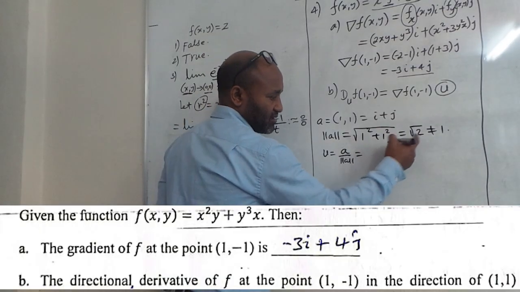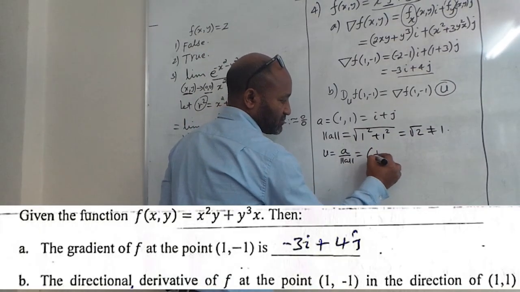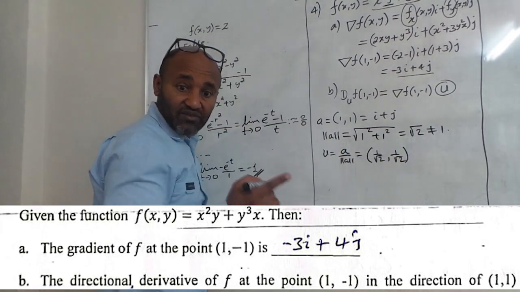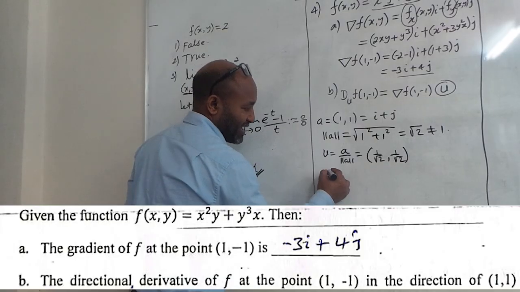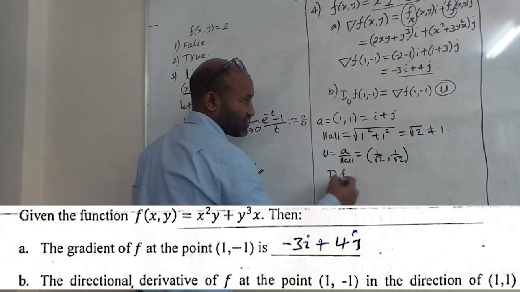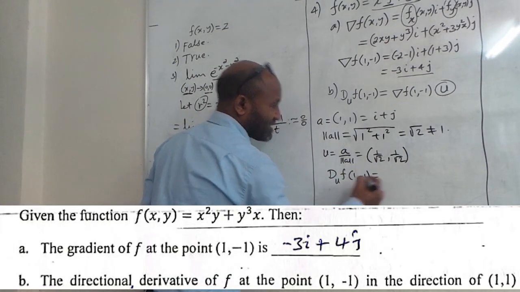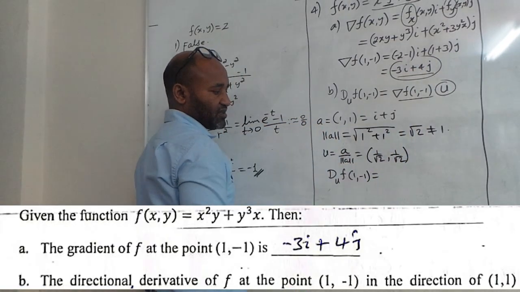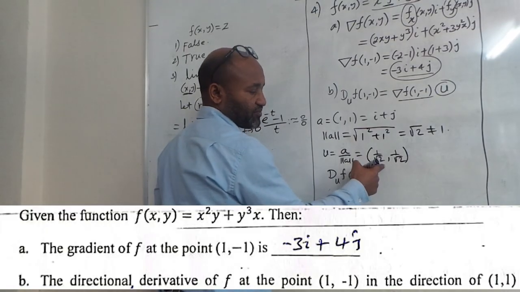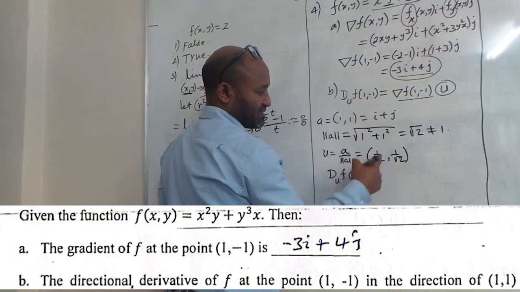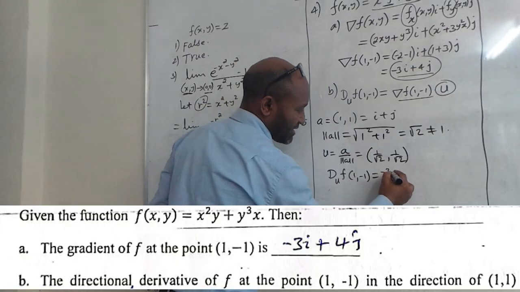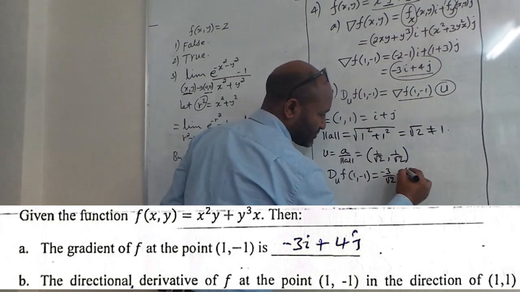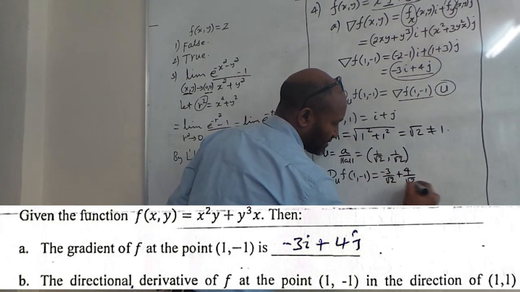That will be (1 over radical 2, 1 over radical 2). This is our unit vector in the given direction. Therefore, the directional derivative of f in the direction of u at (1, -1) is equal to the vector -3i plus 4j dot vector u. So the dot product: -3 times 1 over radical 2, minus 3 over radical 2, plus 4 times 1 over radical 2, 4 over radical 2.